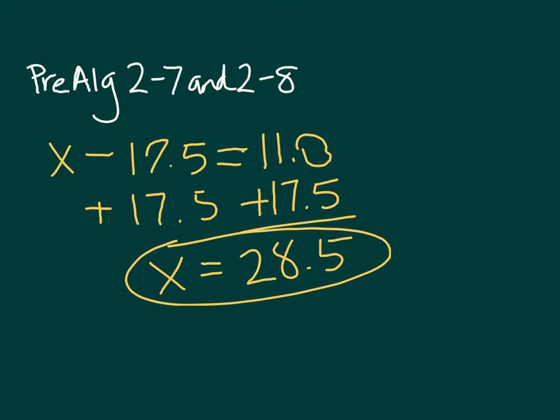Then to check it, you do checking just like normal. When you check it, you write the original equation, you put 28.5 back in, and you see if it actually checks.